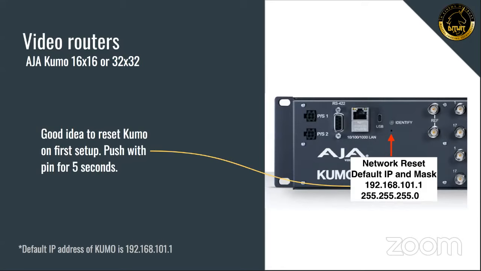There's the default IP address. If I was going to set this up, I would change my computer over to static and enter something like 192.168.101.2, and obviously the subnet mask. Then I would be able to find the Kumo on my network.